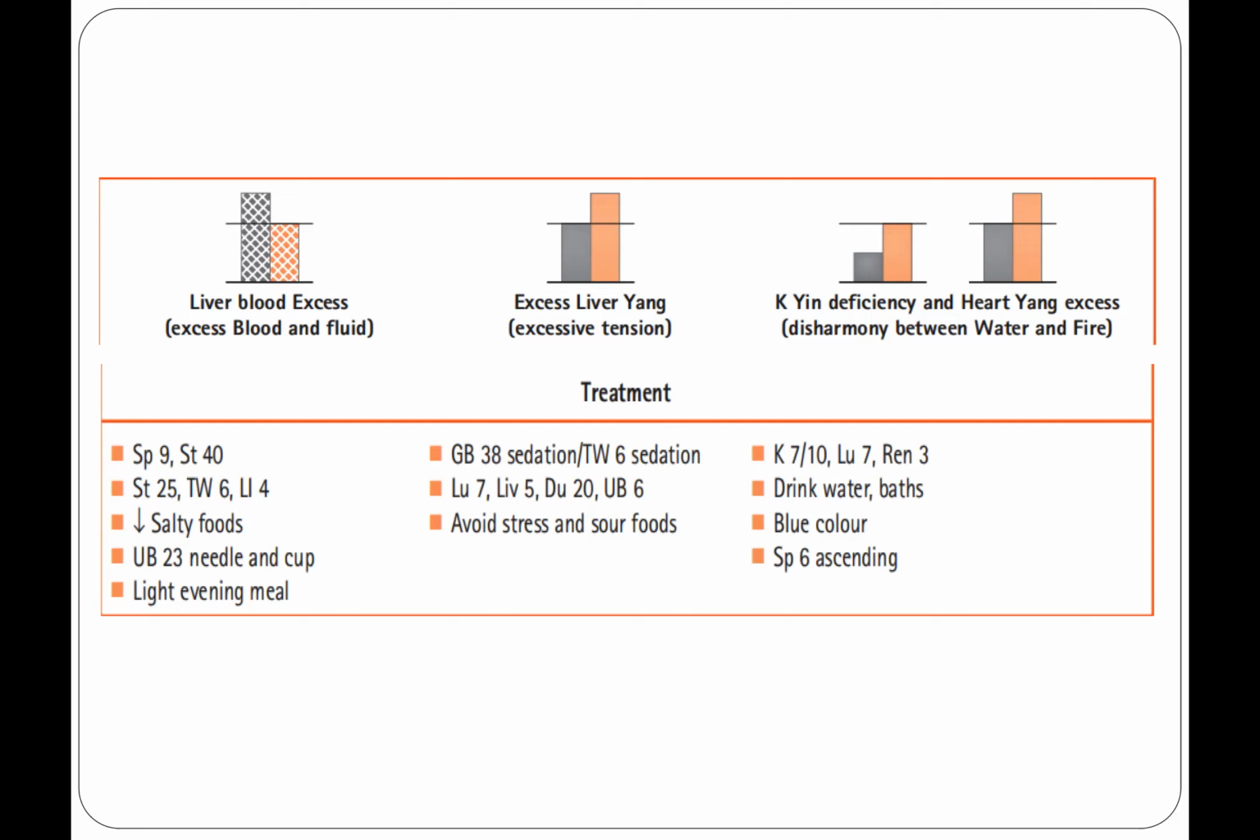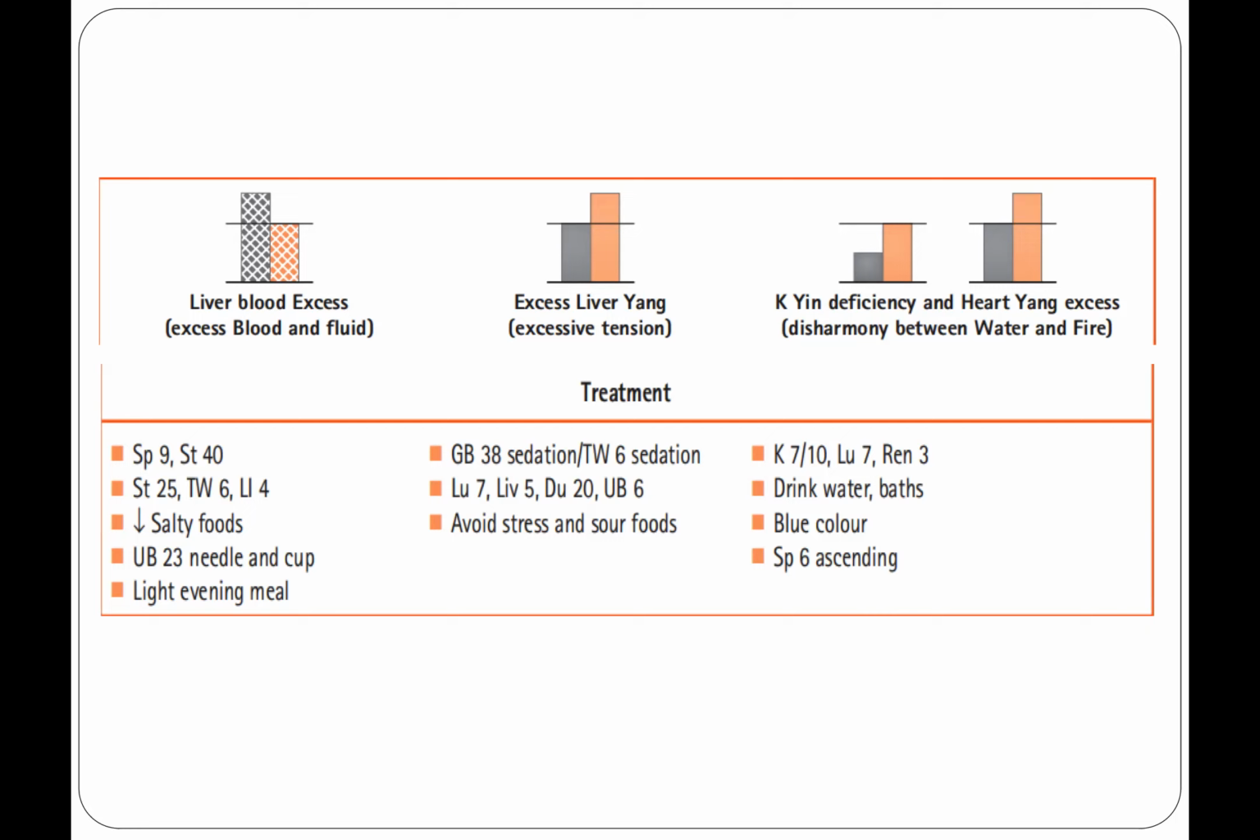Kasi yung liver po, yung food ng liver is yung lasa ay sour. Kung sobra na yung yang, pag kumain pa kayo ng maasim, mas tataas po yung yang. Then maraming stress, kakataas. So sa kidney yung deficiency and heart yang excess naman po, yun ang disharmony between the water and the fire. Ang ating pong gagamitin ay kidney 7 or kidney 10, then lung 7 and ren 3.